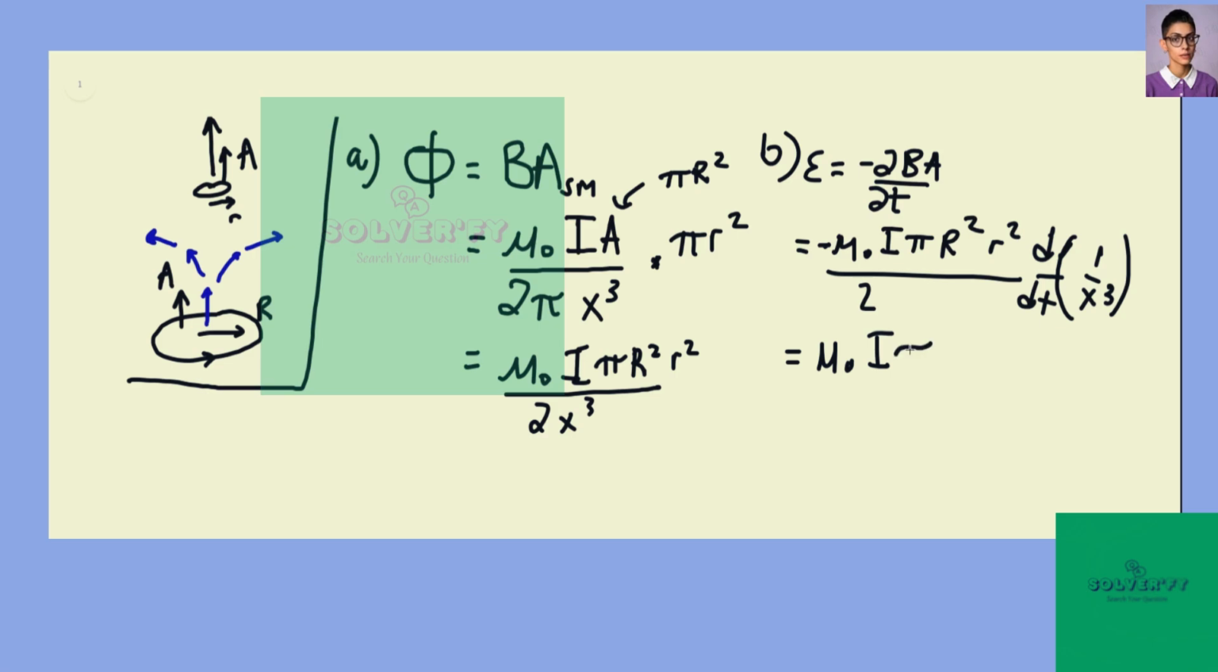So mu naught I pi R squared r squared divided by 2, and then this is x to the 4th, and we need a velocity, and then also times 3. I'm just going to double check that that's all that is needed.